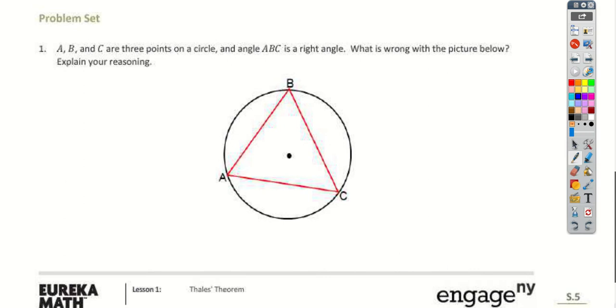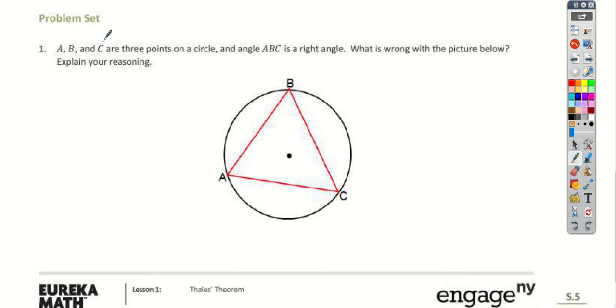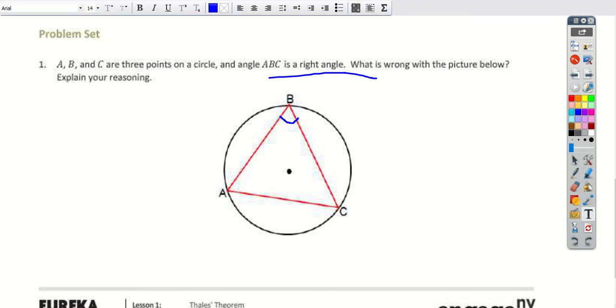So, first easy question. We're going to move on here. What's wrong with the picture? If angle ABC is a right angle, can that happen? The answer is no. What's wrong with the picture? AC should be a diameter.